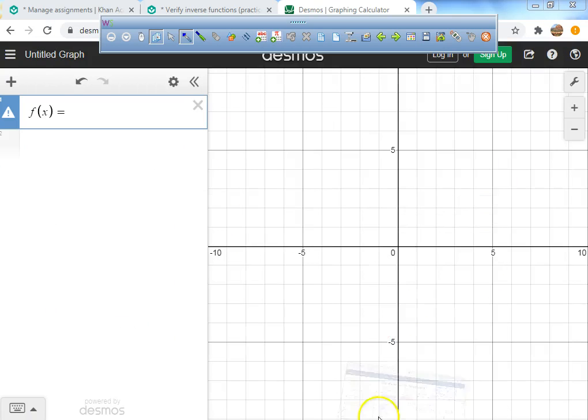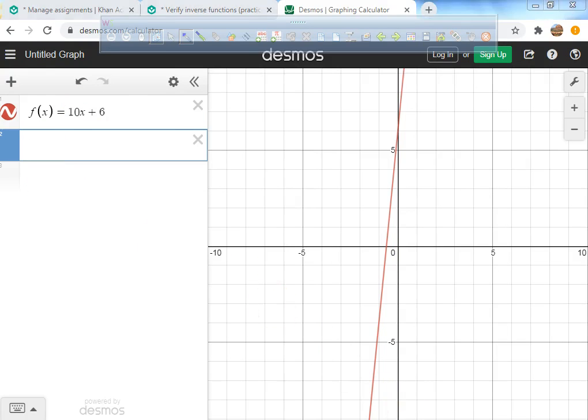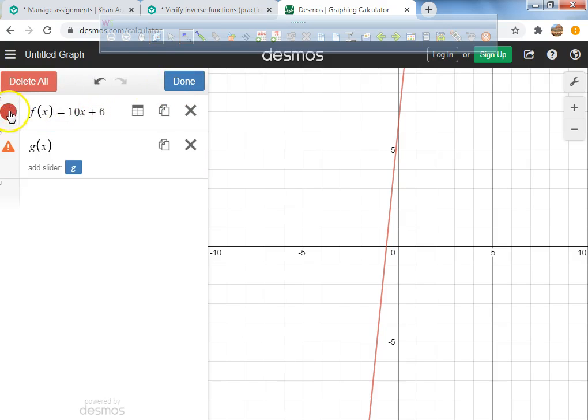It says 10x plus 6, so I'm going to type in 10x plus 6, just like that. And then the other one was h of x or g of x? G of x. I'll type in g of x. All right. Oh, and since f of x was blue, I'll go ahead and make it blue.